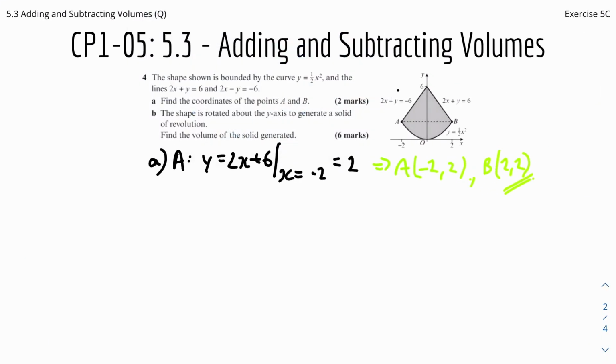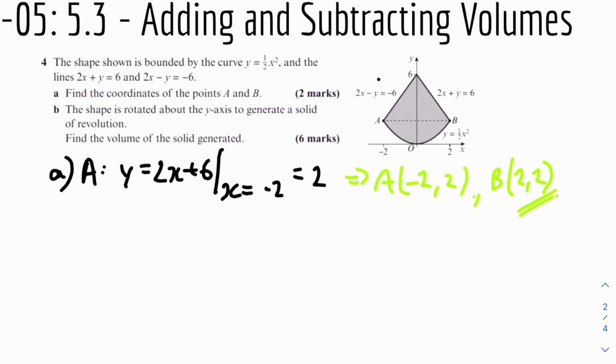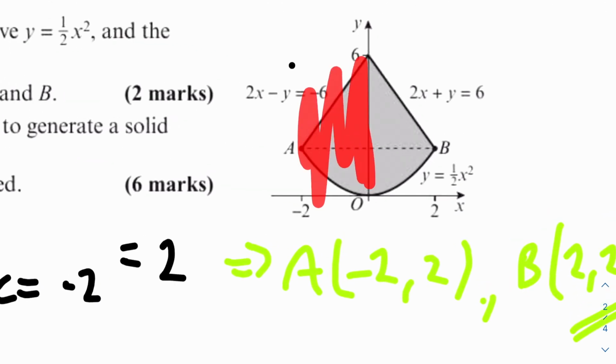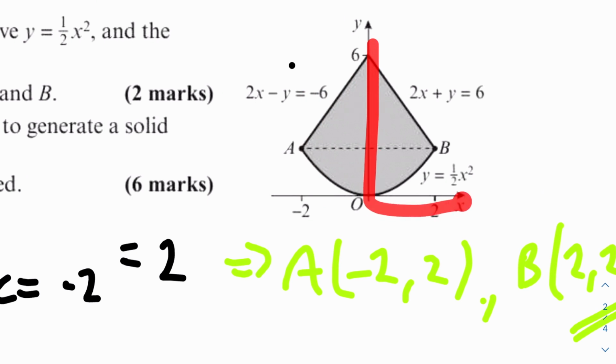And part B, the shape is rotated about the y-axis to generate a solid of revolution. Find the volume of the solid generated. So first, we can just ignore this part right here. We'll just focus on whatever's in the first quadrant. We can split this shape into two different shapes, shape A and shape B, right? And for shape B, we have to use volumes of revolution to rotate around the y-axis.